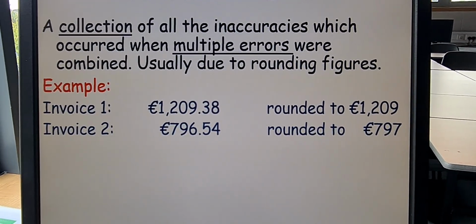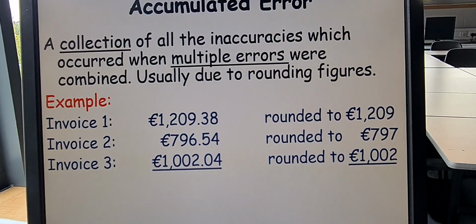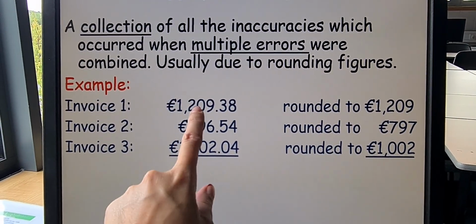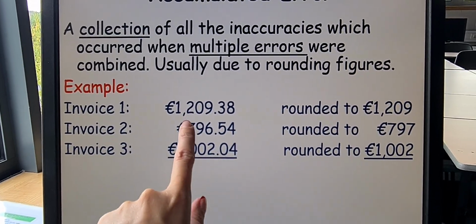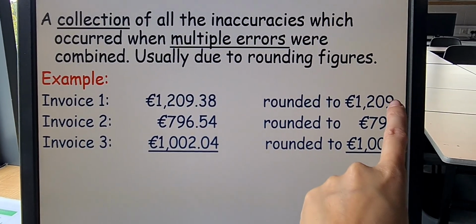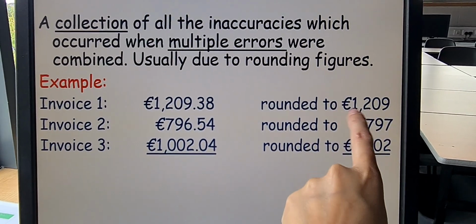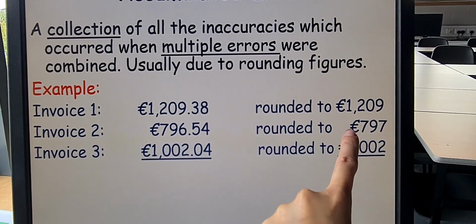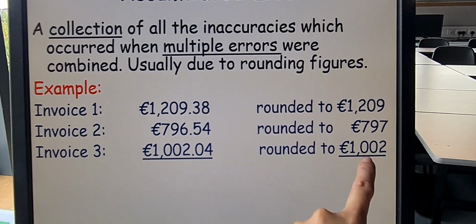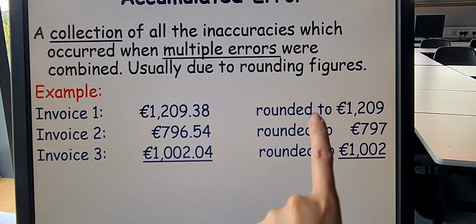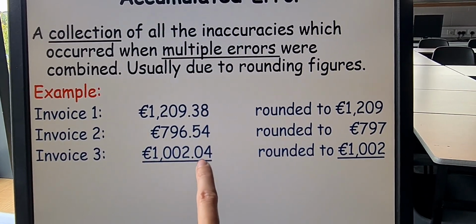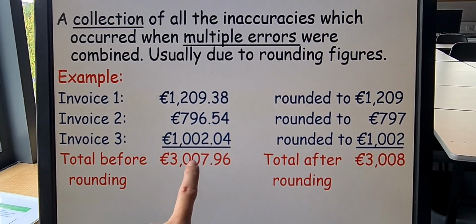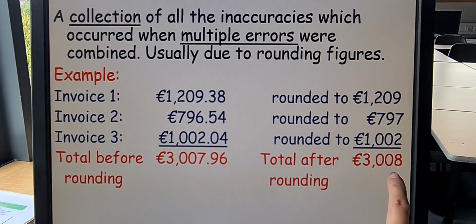So let's say we are totaling up invoices, sales receipts basically from a business. Let's say these are all the accurate values of what the actual invoice, the receipt came to, but these are all the figures after we round them. So if you round them to the nearest euro, the first one will go to 1,209, the next one will go to 797 euro, the next one will go to 1,002 euro. So if you've now rounded each of these three figures, if we get the totals, this would have been the accurate total, the total before you rounded, and then this is the total after you round.